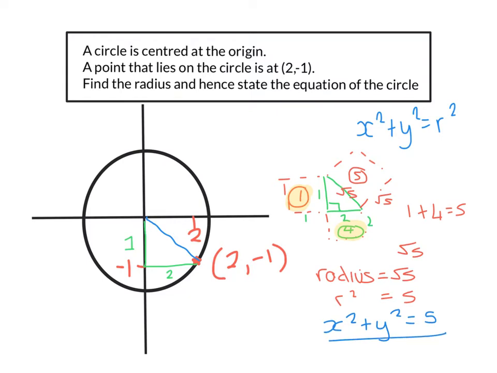There's my two answers. Radius is root 5, and the equation of the circle, x squared plus y squared is 5.